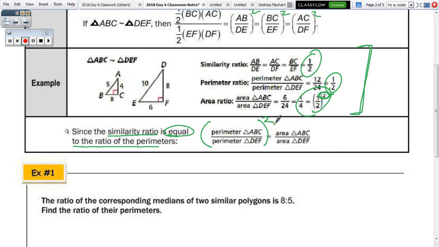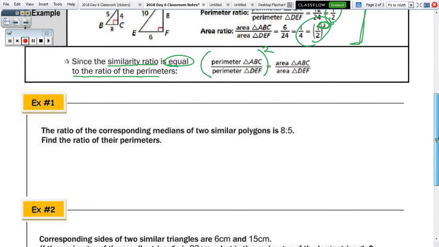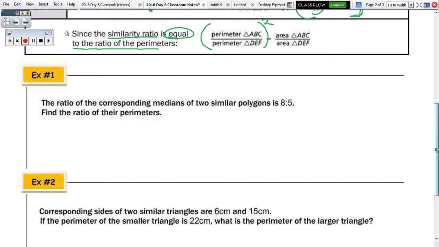Okay? So in example one, the ratio of the corresponding medians of 2 similar polygons is 8 to 5. Find the ratio of their perimeters. So when they tell you this, this is the similarity ratio. The ratio of the corresponding medians. So therefore, the ratio of the perimeters is also 8 to 5.